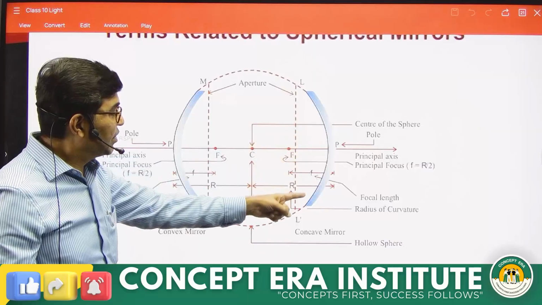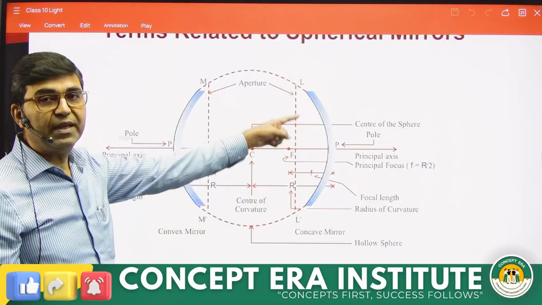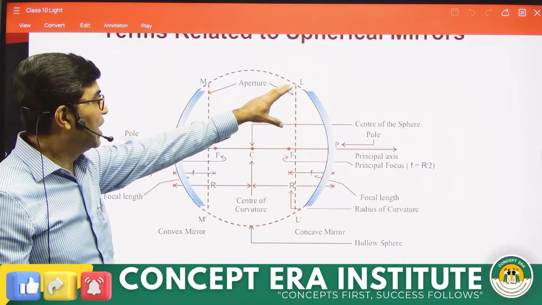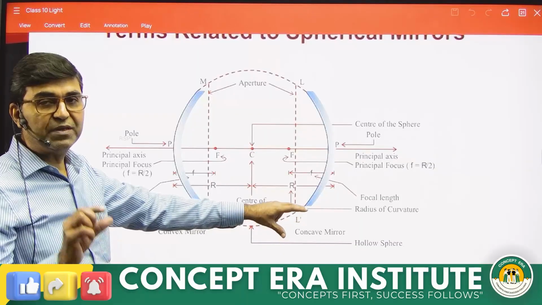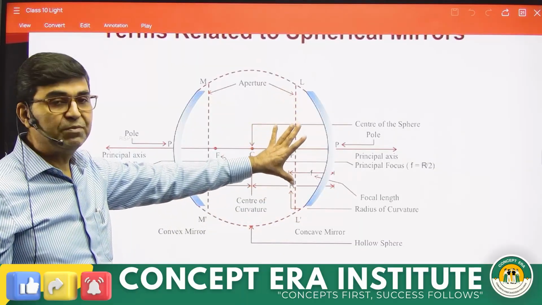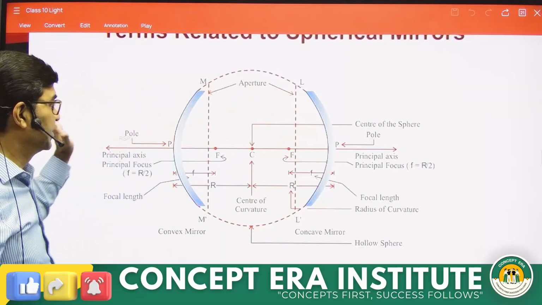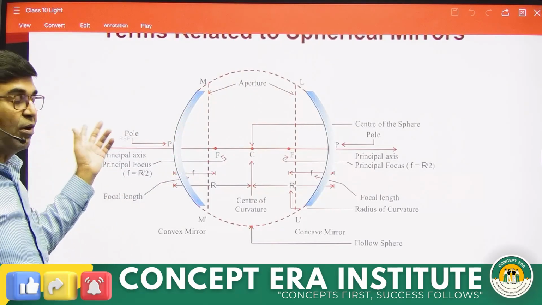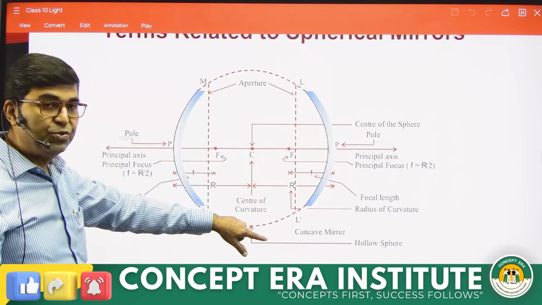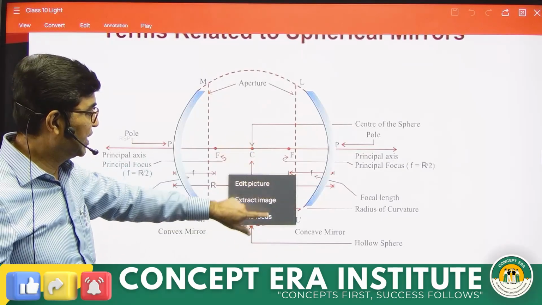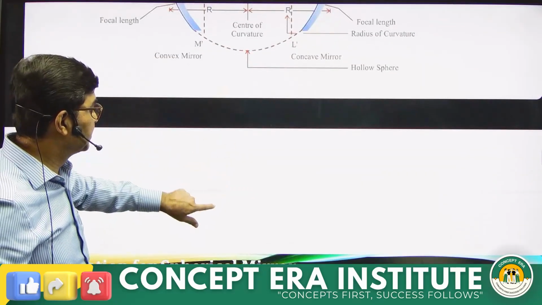The diameter of the mirror, that is this length, is known as aperture. If the mirror is small, then the aperture will be small. If the mirror is slightly bigger, then the aperture will be bigger. That's all with the terminology used in the case of mirrors.